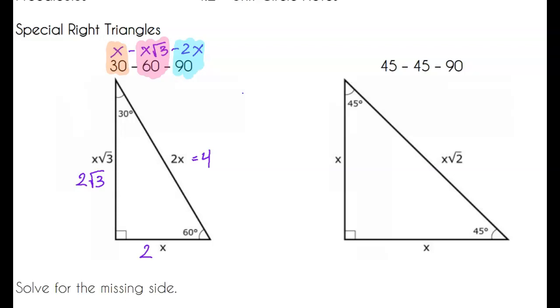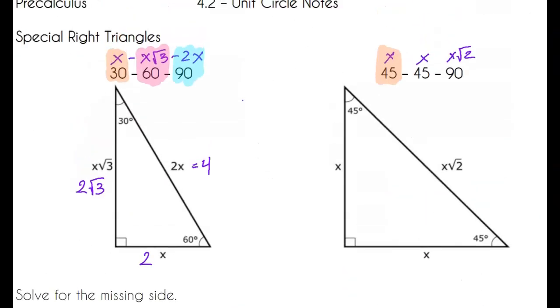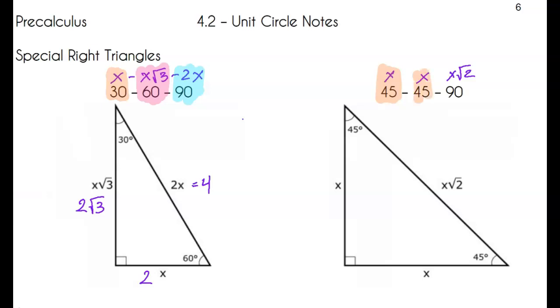Now a 45, 45, 90 triangle is special in that it has a side length ratio, but a different ratio. Instead of x square root 3 to 2x, the side across from the 45 is x, the side across from the other 45 is also x, and the side across from the 90 is x square root 2. So again, the side across from the 45 will always be x. The side across from the other 45 is also x. And the side across from the 90 is x root 2.